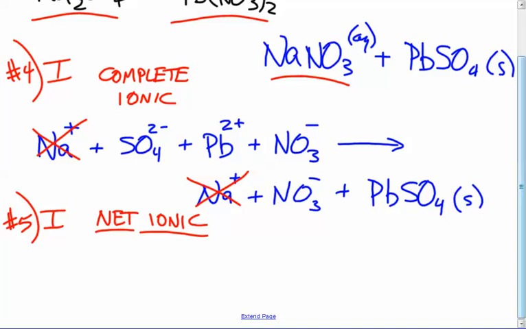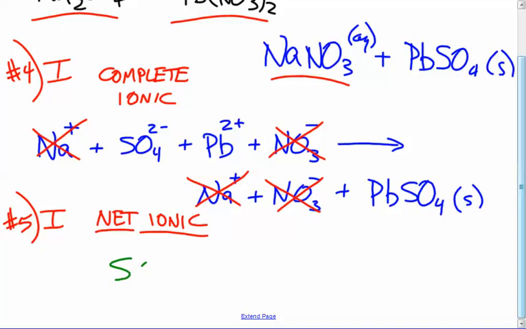What about the sulfate? Sulfate didn't just watch. Sulfate participated because it's an ion in the reactants, but it's in the compound in the product, so we have to leave it alone. What about the lead? Same thing with the lead. Ion in the reactants, it's in the compound in the products, so we leave it alone. And the nitrate? Nitrate's a spectator, so the nitrate goes away. After we have eliminated all of the spectator ions, we write what's left.